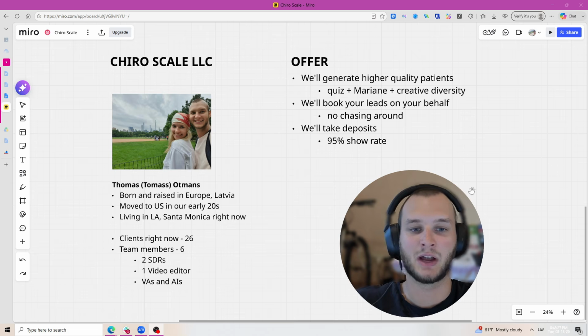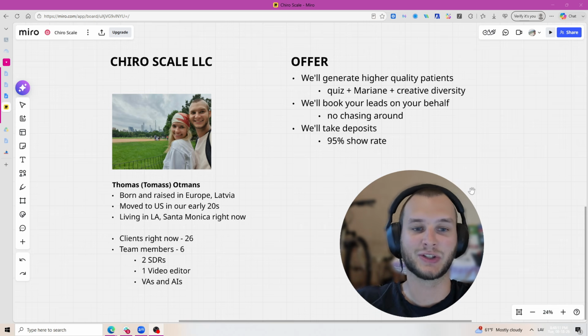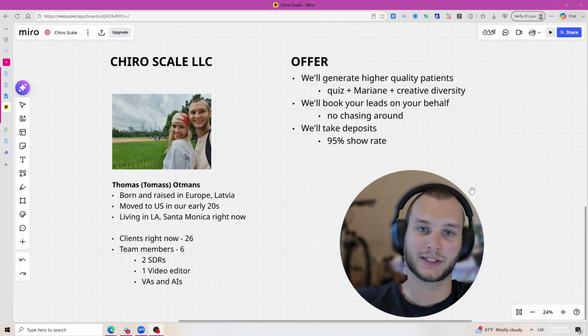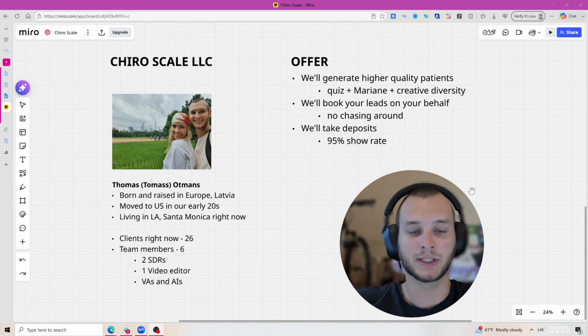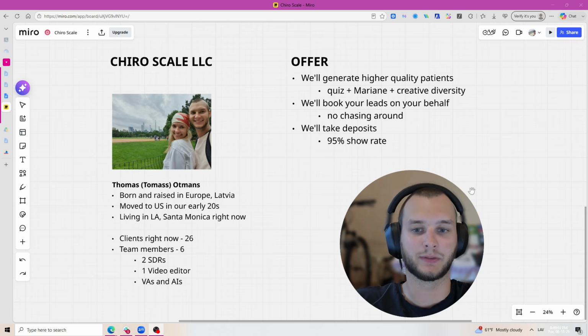Just to summarize, the offer is basically we'll generate higher quality patients. You saw that we use a great creative diversity with a lot of different ads. We have Marianne and now a different person as well on calls, making sure they qualify people before they come in, just so you know they disclose that you're either cash based or insurance based. Those qualifications are happening on the phone as well. And obviously the quiz, like you saw, 7 to 12 questions. That qualifies people a lot and helps with the quality of the people that are coming in.